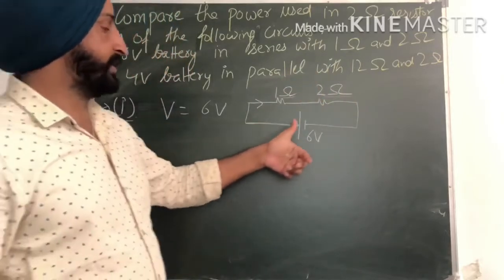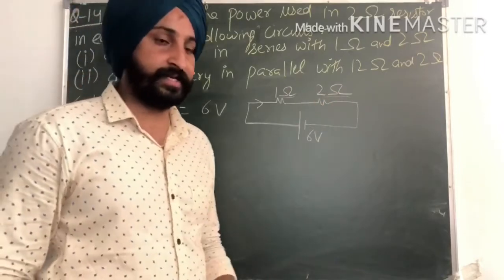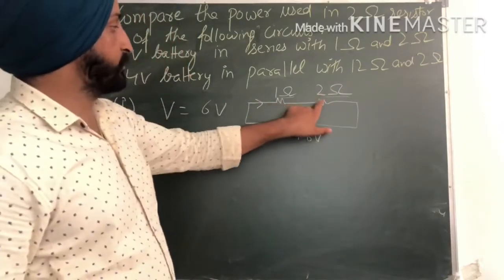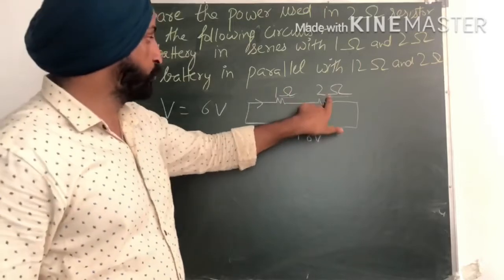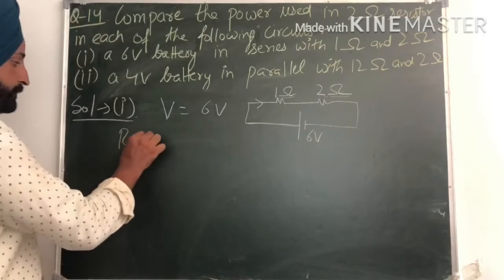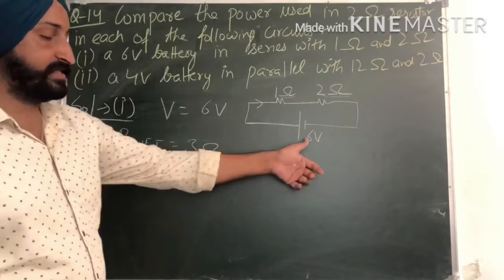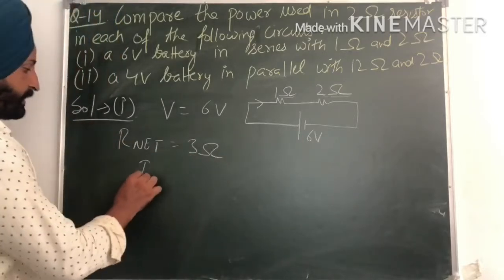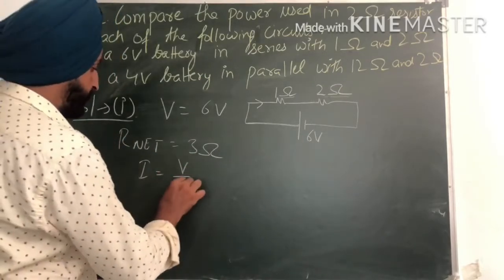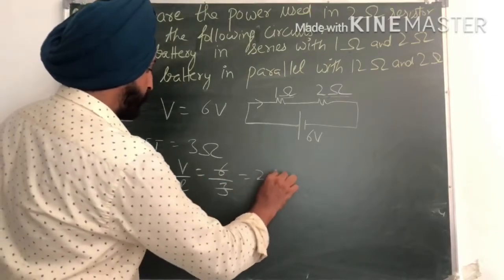So how to calculate the current? For that we will have to calculate the net resistance of this circuit, and the net resistance would be, as these two are connected in series, 2 plus 1, that is equal to 3 ohm. So net resistance is equal to 3 ohm. Voltage is 6. So what would be the current? I would be equal to V by R. So it would be 6 divided by 3. So that is equal to 2 ampere.